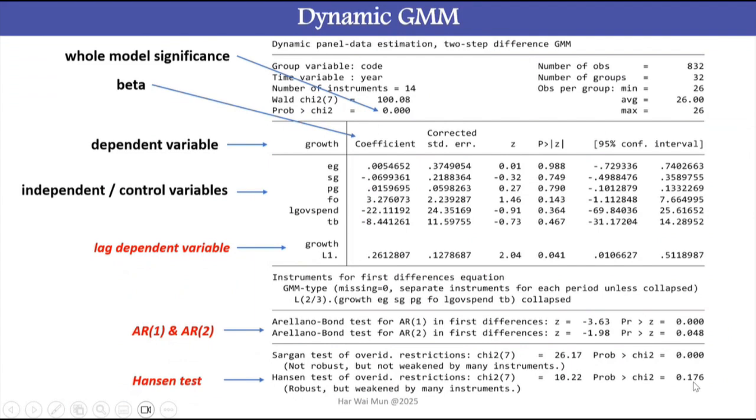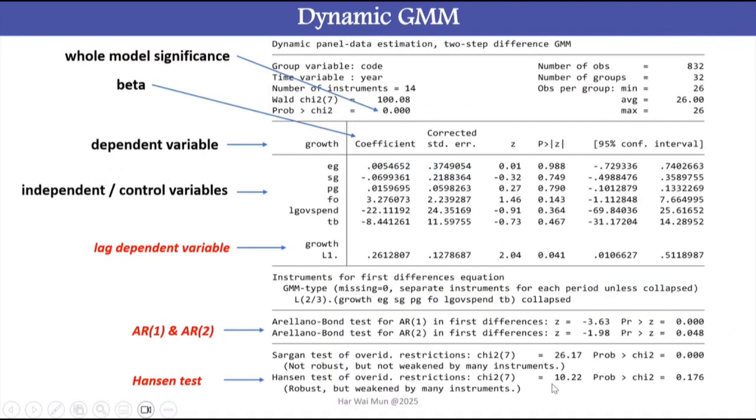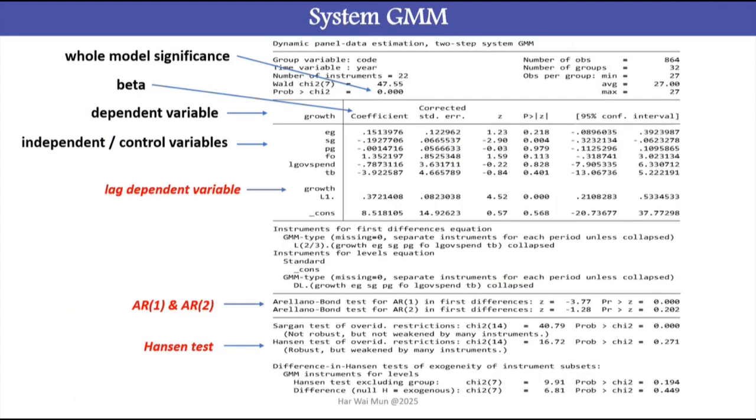Good. But be careful, as mentioned just now, it cannot equal 1. If Hansen test equals 1, that means this whole thing got some problem. The whole model got some problem. This one must be not significant, but cannot be equal to 1.0000000. Okay. Later on, we run everything in practical, so we see the truth.